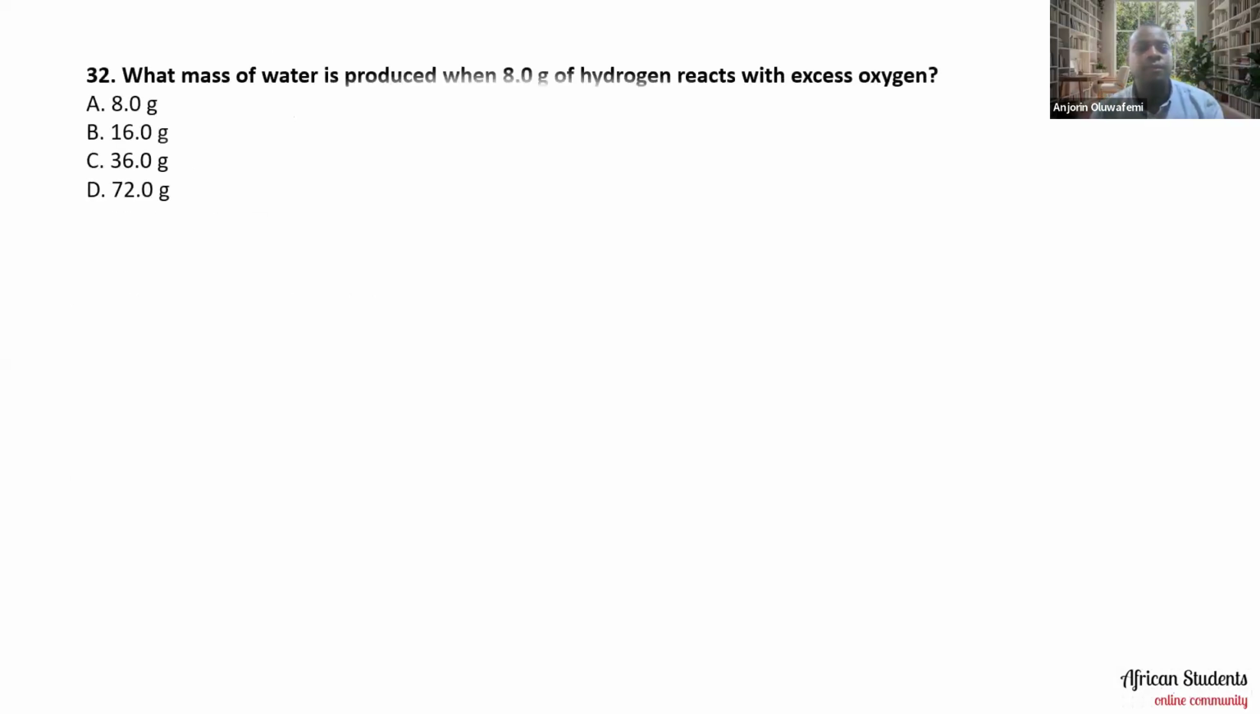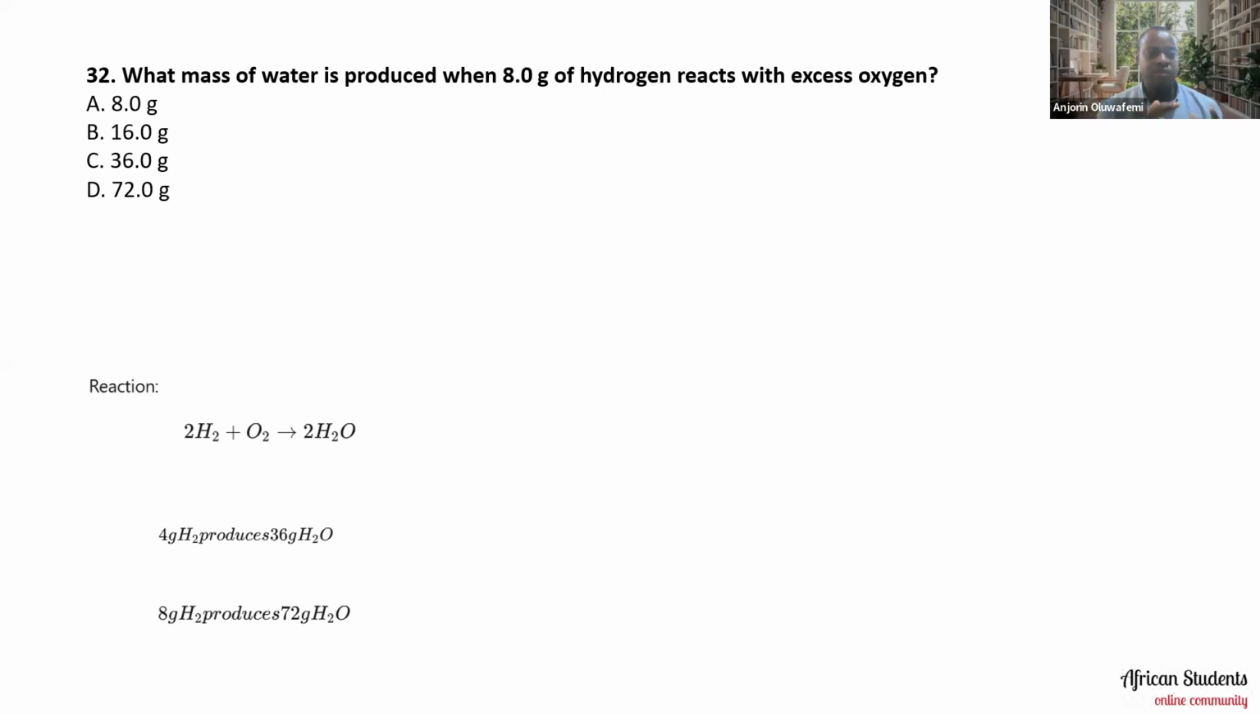Okay. This one says, what mass of water is produced when 8 grams of hydrogen react with excess oxygen? Is it 8 grams, 16 grams, 36 grams, or 72 grams? The answer to this one is based on this reaction that we have here. You look at it stepwise, you discover that 4 grams of hydrogen produces 36 grams of water. Therefore, 8 grams of hydrogen will produce what? 72 grams of water. And that's basically it.